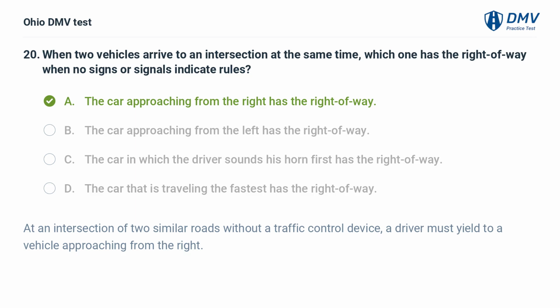A. The car approaching from the right has the right of way. At an intersection of two similar roads without a traffic control device, a driver must yield to a vehicle approaching from the right.